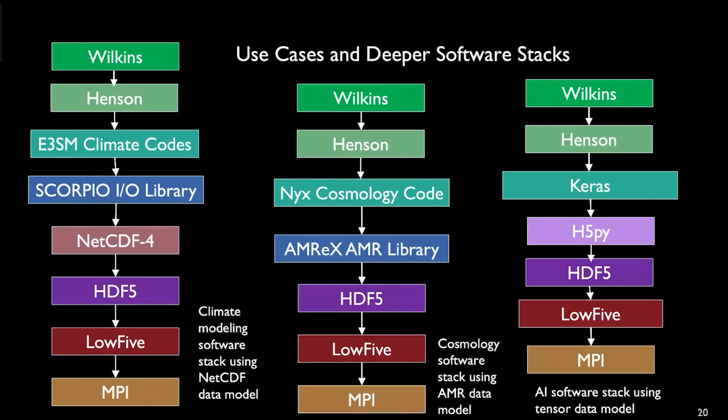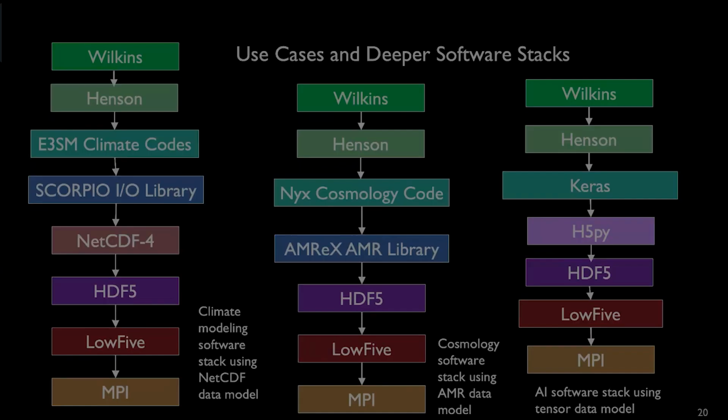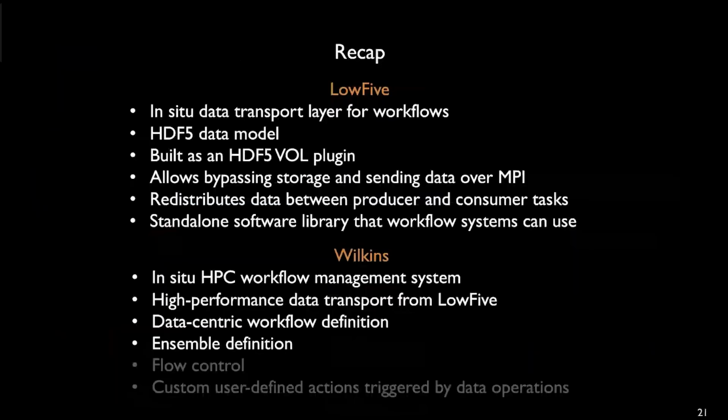The middle one is in cosmology, the far right one is an AI application, just to show that this is agnostic. This is not built only for climate. This is an agnostic system that is general purpose. And so what we talked about are 2 layers of software. Low5, the data transport library built as a VOL plugin that allows us to bypass storage and send data over MPI instead. And it does that fairly seamlessly as long as the codes are compatible with HDF5.